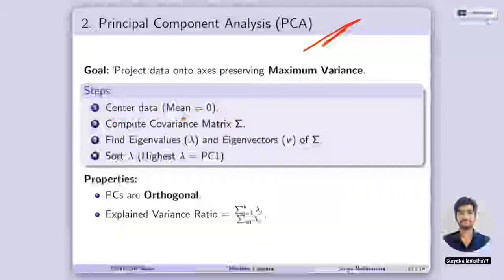The steps are: make the mean 0, compute the covariance matrix, and after computing, find the eigenvalues and eigenvectors of the covariance matrix. Then after sorting, we get the maximum variance. The property of principal component analysis is that the principal components are orthogonal, and the variance ratio becomes this. This is the variance ratio.